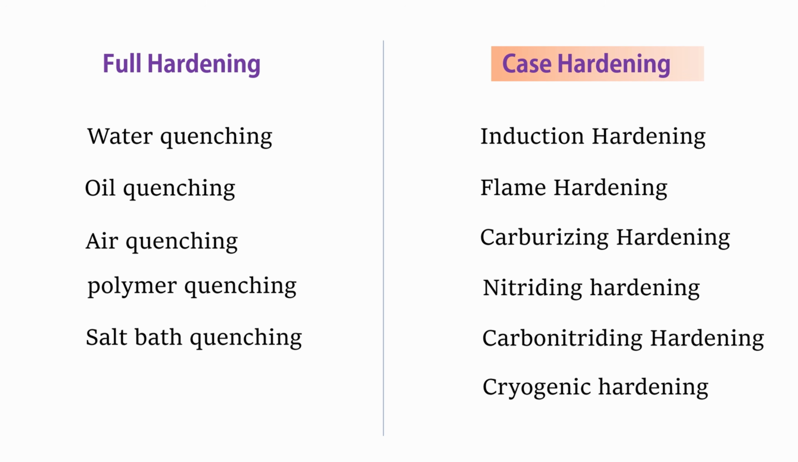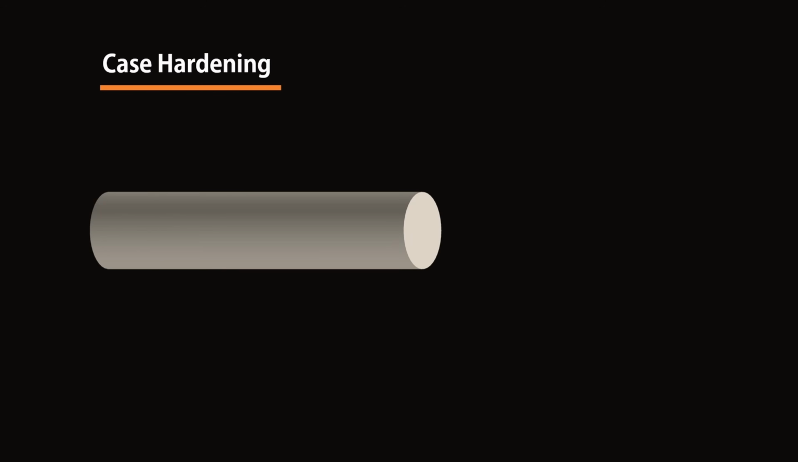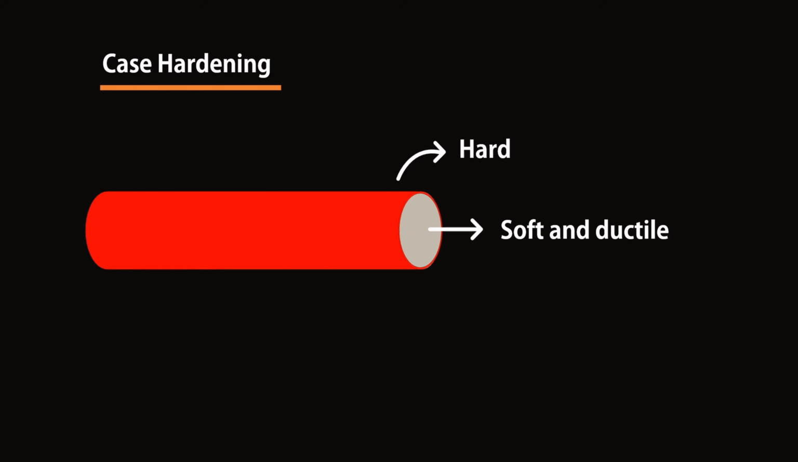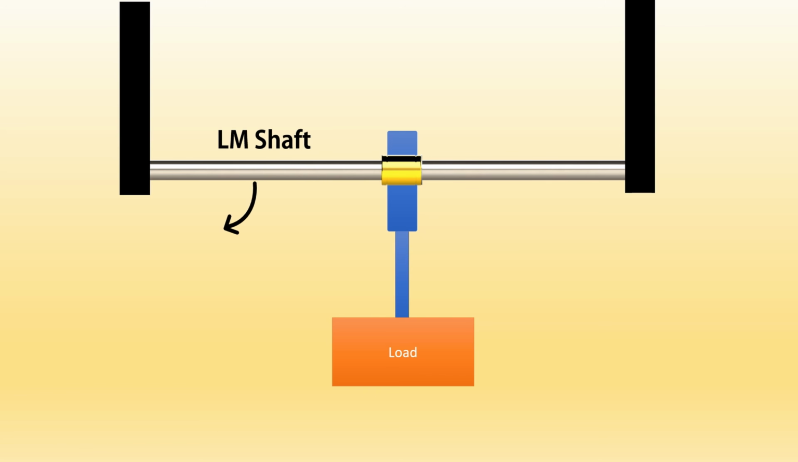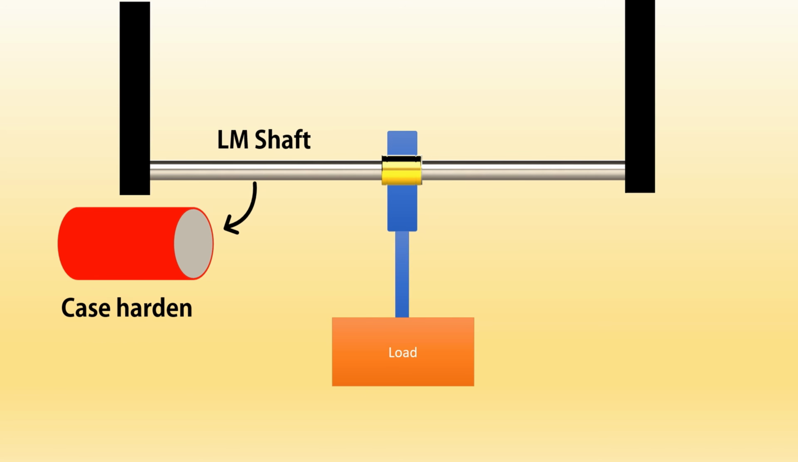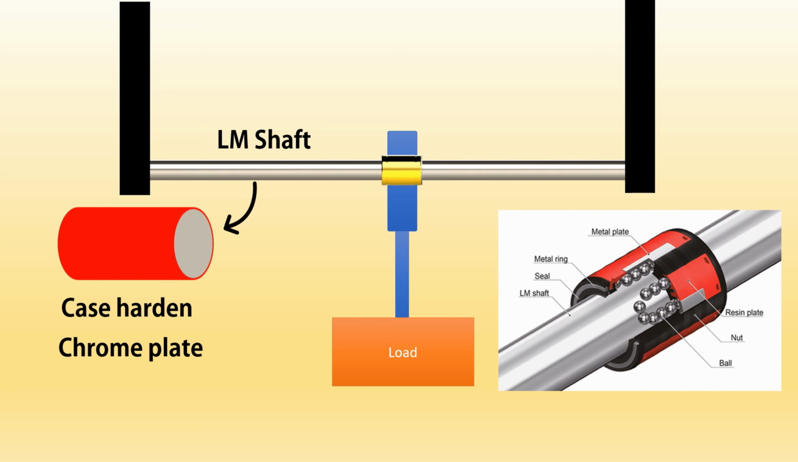Now the case hardening, or we can say surface hardening. It involves hardening only the outer surface of the steel component while leaving the inner core softer and more ductile. So let's take an example of an alum shaft and bush. In this setup, the alum shaft is case hardened and chrome plated. The reason for this is that only the outer surface of the shaft needs to be hard to resist a scratch or penetration from the balls inside the alum bush, which roll along the shaft during the operation.